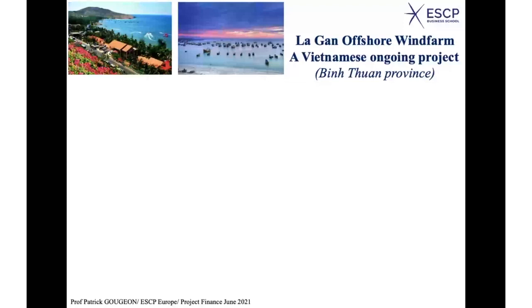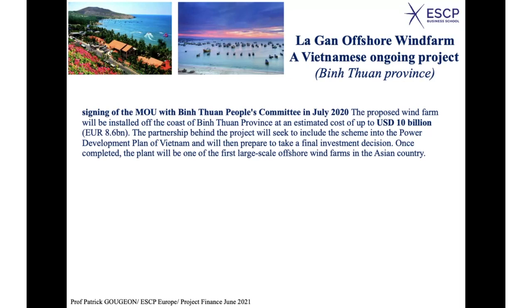Hopefully things have changed, and I could find a much better case recently, okay, which is a case which is starting. It is the Legan offshore wind farm. It's an ongoing project in Binh Thuan province. I won't show you where it is in Vietnam. I'm pretty sure that you know your country and you know where Binh Thuan is in the southeast coast. Okay. Well, an MOU has been signed with Binh Thuan People's Committee in July 2020. So this is the public entity involved, okay, in the project.